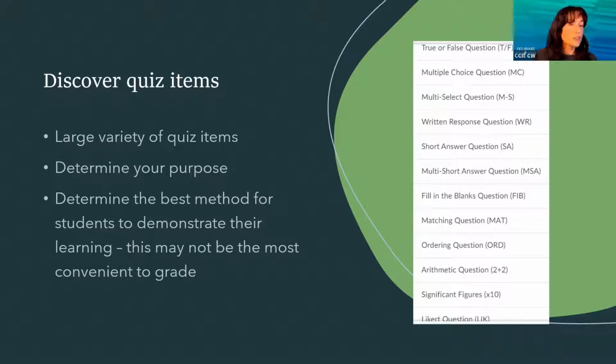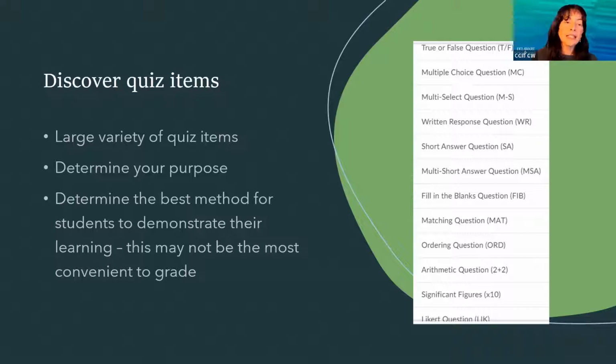When you're creating your quiz, you do want to determine your purpose behind the item. So when you are designing an item, you want to decide, what's my purpose? How am I evaluating my student learning? And what's the best way for me to do that? And when you're trying to determine the best method for determining your student understanding, it might not be the one that's the most convenient to grade. So try to think about when a multiple choice question is appropriate versus when maybe you need a written response question.